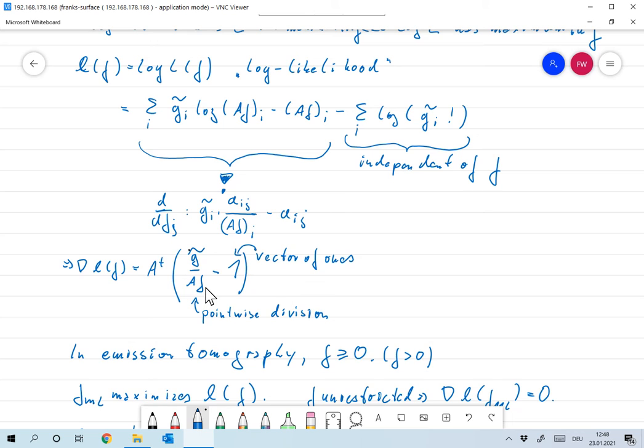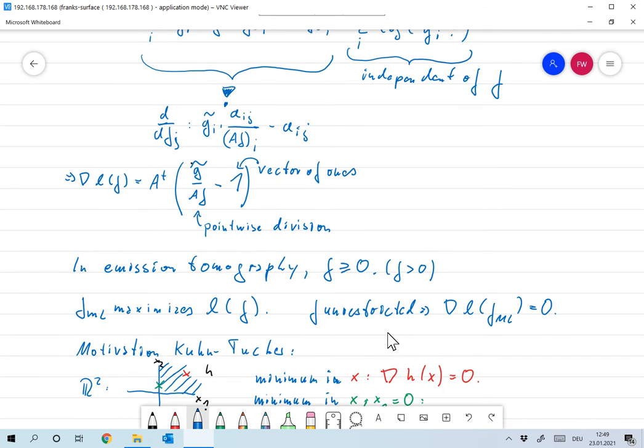So you divide every single component in every single dimension, and you get a vector in measurement space. Now this one over here is a vector of ones, also in measurement space. And now doing the multiplication over here, you find that this is exactly the same as this one.